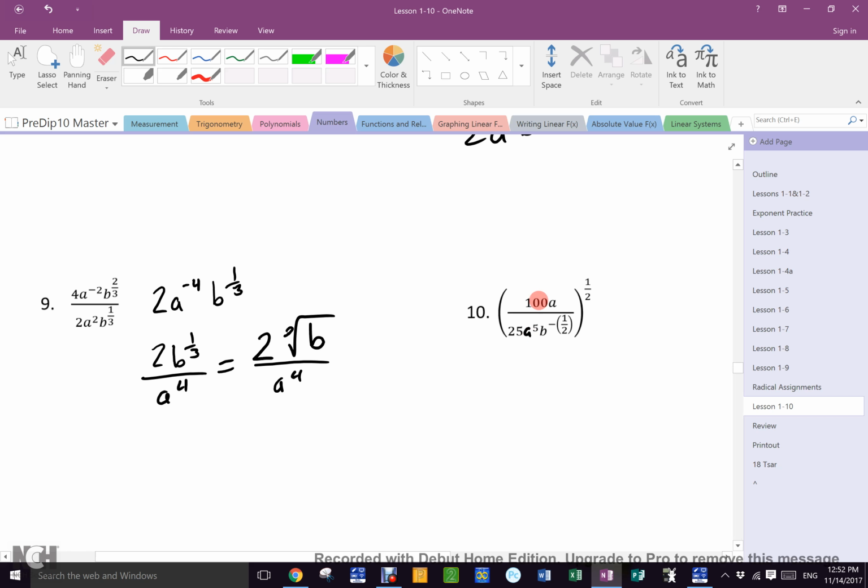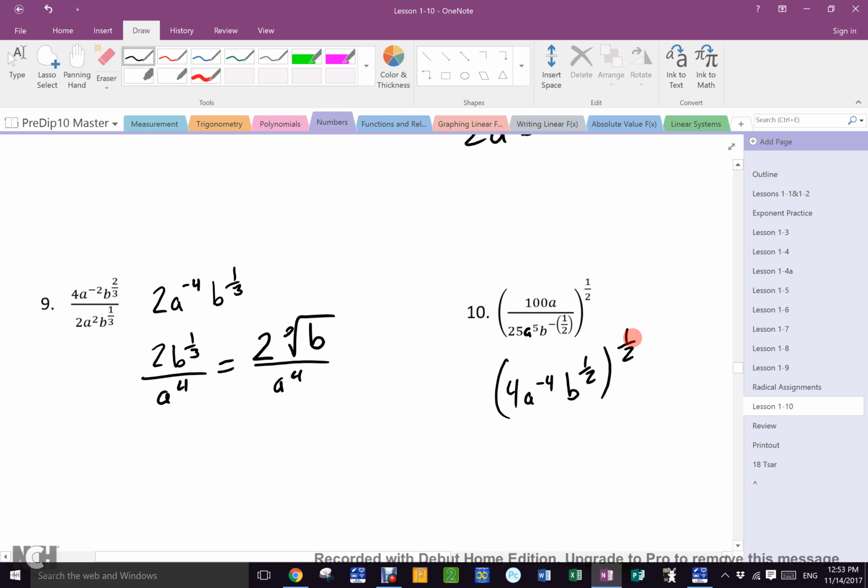What's 100 divided by 25? 4. A divided by A to the 5th? A to the negative 4. Over what? B. Is that simplified? Where does B to the negative half go? Up, because to simplify it, you don't want any negatives. And now you've gotten rid of your denominator. But there's still a negative. I'm getting to it. Why did I not move that 4? Because it brings me back to a denominator situation. You guys hate fractions. Let's avoid them as long as we can.